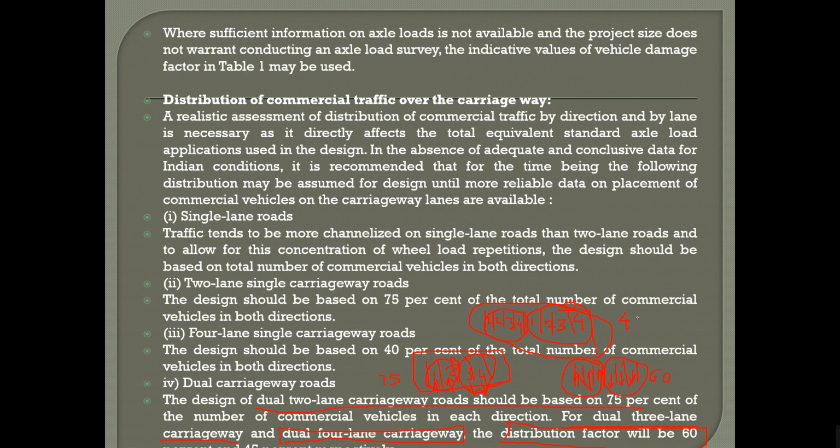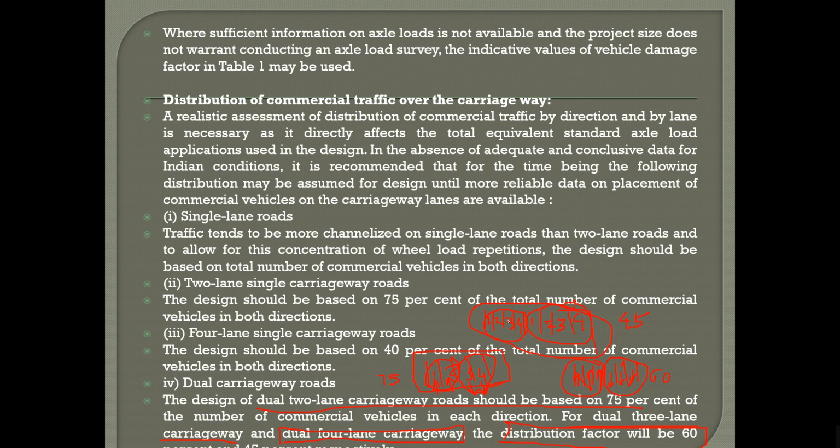So from a 4-lane road we construct a 6-lane, and from a 6-lane road we construct 8 lanes. This 4-lane road could be called a dual 2-lane carriageway, the 6-lane road can also be called a dual 3-lane carriageway, and if it is an 8-lane road, it is called a dual 4-lane carriageway.